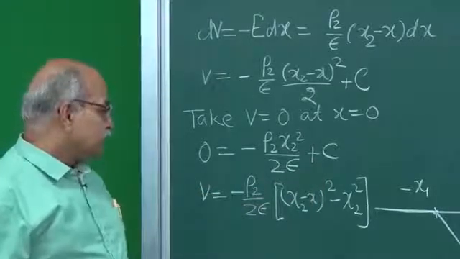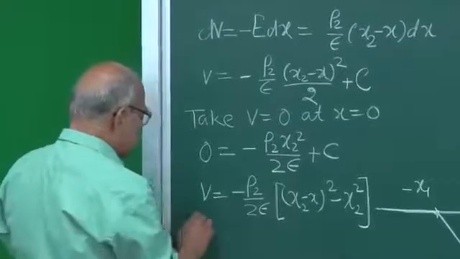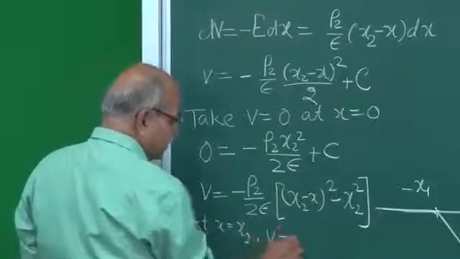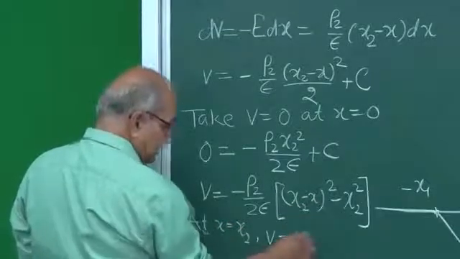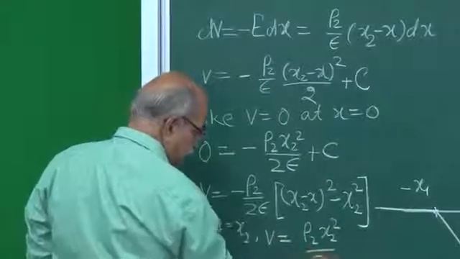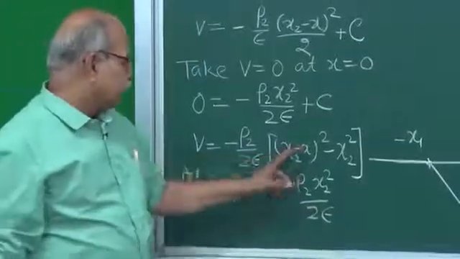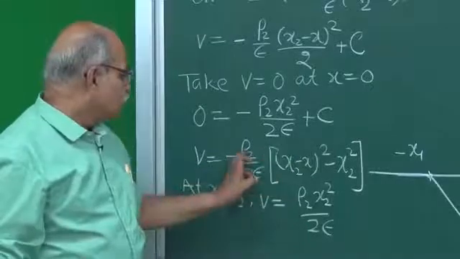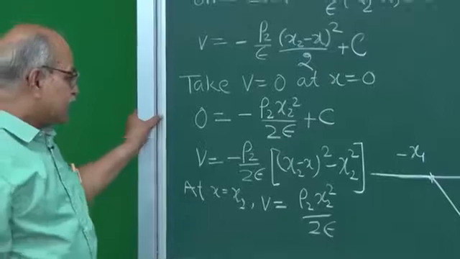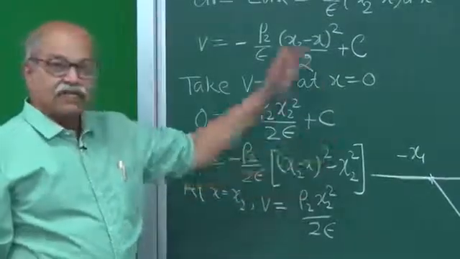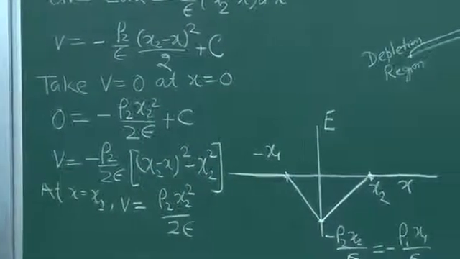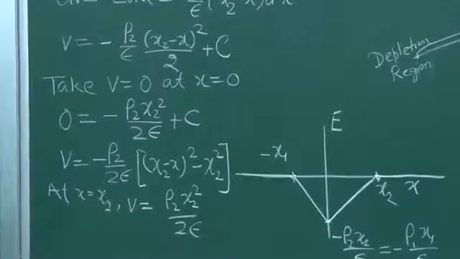And what is V at x2? At x equal to x2, this term goes out, so V will be plus rho 2 x2 square over 2 epsilon. You put x equal to x2, so this is 0, and this is plus rho 2 x2 square by 2 epsilon. It's a quadratic function. It should be: if electric field is linear, then the potential has to be quadratic. So if you plot, how will it look?